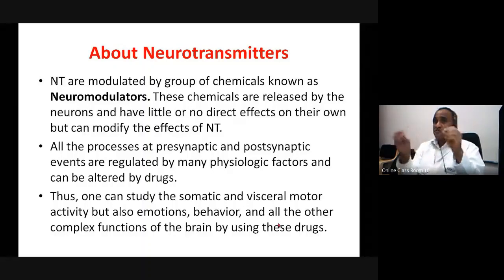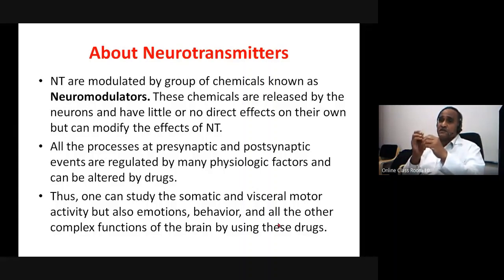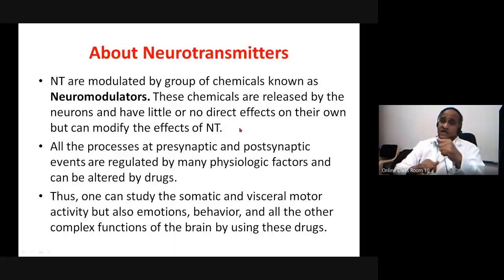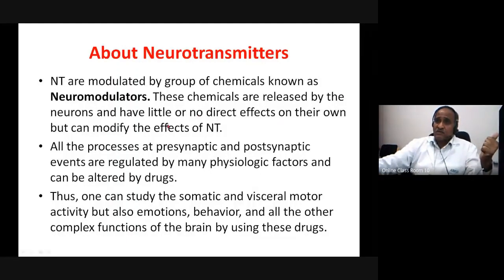That means they will not produce any depolarization. The only thing they do is enhance the activity of the neurotransmitter. So they have very little or no direct effects on their own, but they modify. Modify is a very tricky word. Modify means either enhance or decrease, inhibit or suppress, whatever. It happens on both sides, plus and minus. So they will modify the effects of a neurotransmitter as required. These are called neuromodulators.